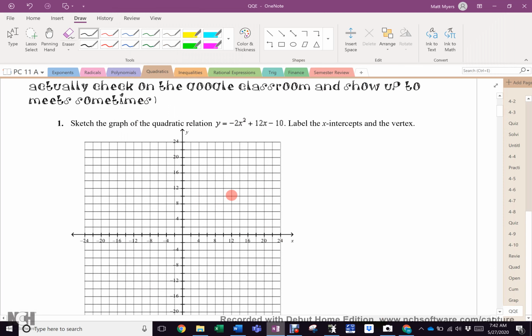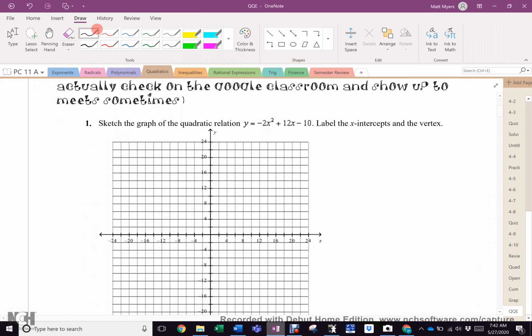Okay, so here we go. I've got two options here. One, I could complete the square to get vertex form. I could also do vertex x equals negative b over 2a. I could even factor it, but I'm only going to go to these two because I only have this amount of room. So y equals negative 2x squared plus 12x minus 10.